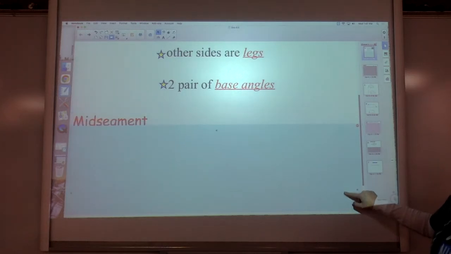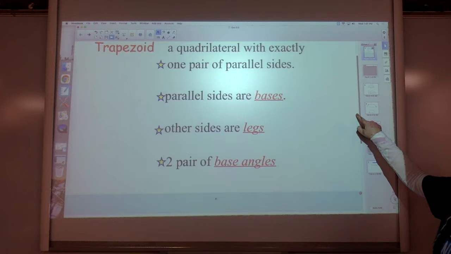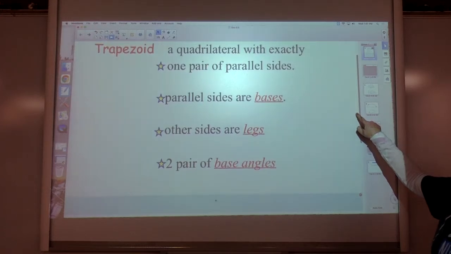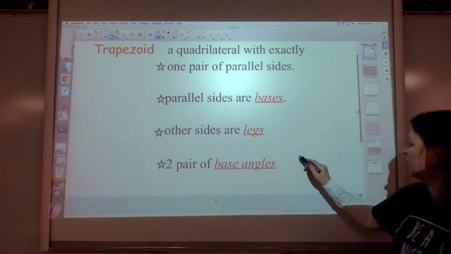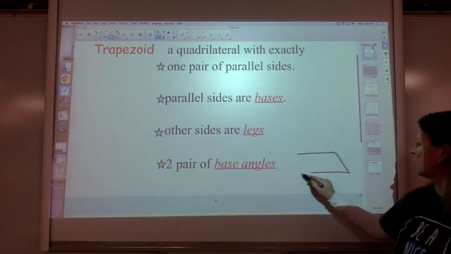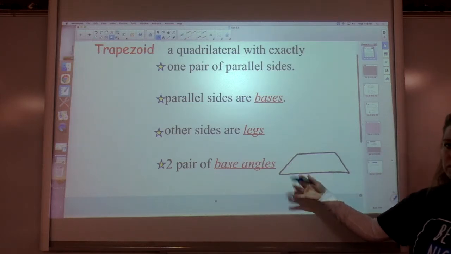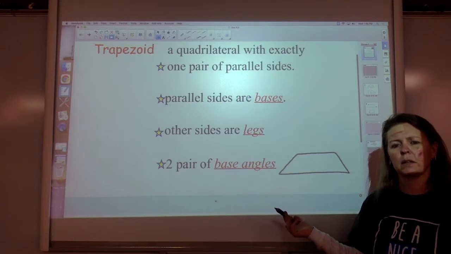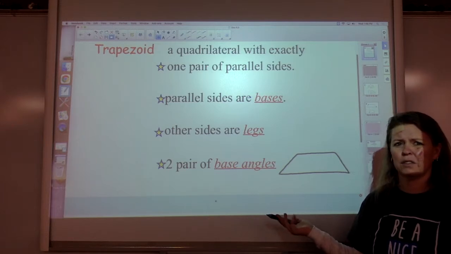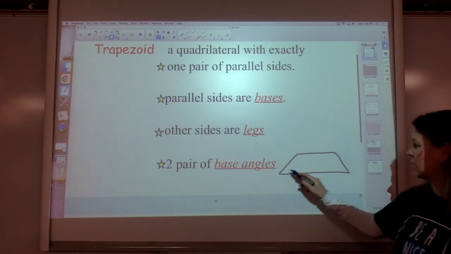There are two pair of base angles on every trapezoid. If you need a little peek at it, here's a trapezoid. Pair of base angles, two pair. Two pair is four, unless you have two pair of pants. That's only two pair of pants. But if you have two pair of shoes, you have four. Two pair of underwear, you only have two. I don't know. But two pair of base angles, there are four base angles.